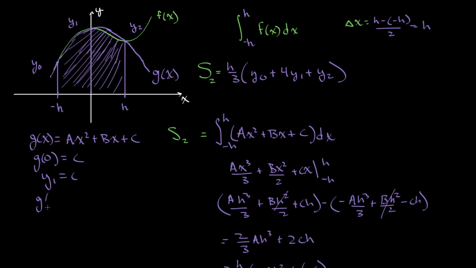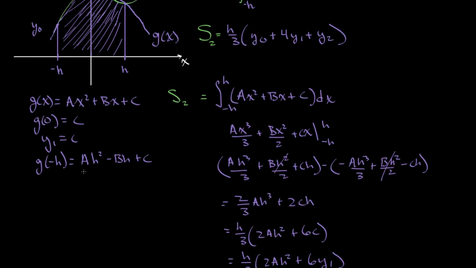Let's look at g evaluated at negative h, and we're going to get ah squared minus b times h, and then plus c. And then we can also look at g of h, and this is ah squared plus b times h, and then plus c. So that's what we have. And why did we do this? Remember, g of negative h is y naught, and g of h is y sub 2.